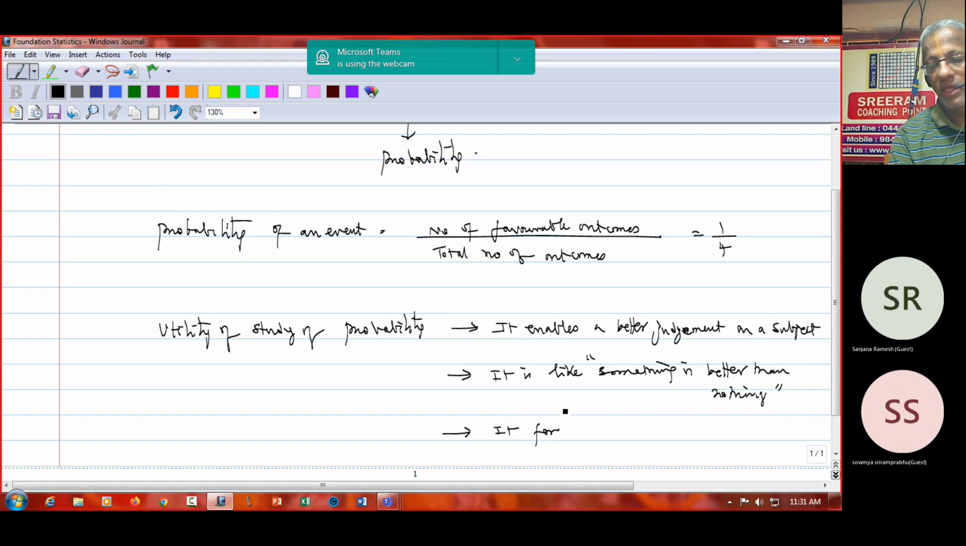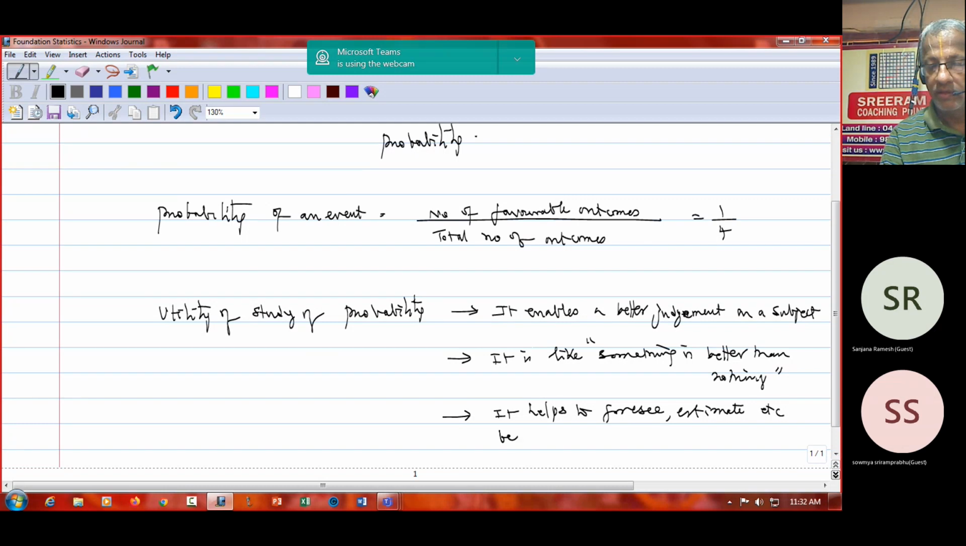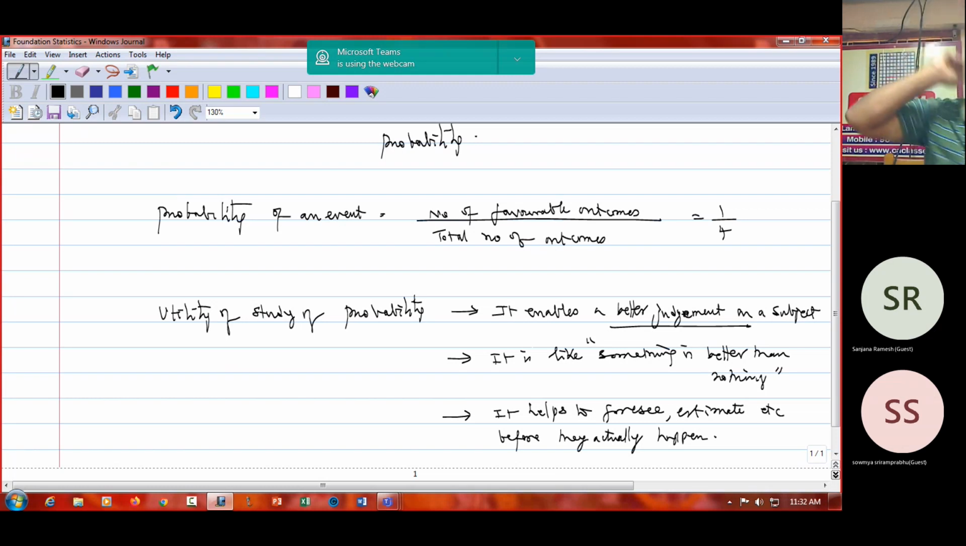It helps to foresee, estimate, etc. before they actually happen. So better judgment is based on the past. I am in a position to bring about some amount of utility value for the organization.